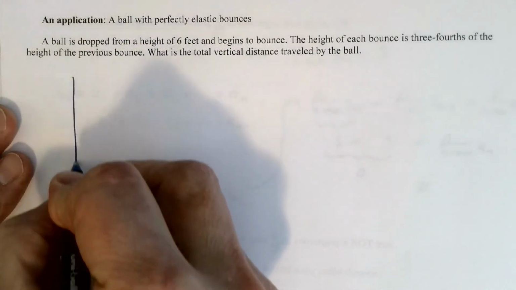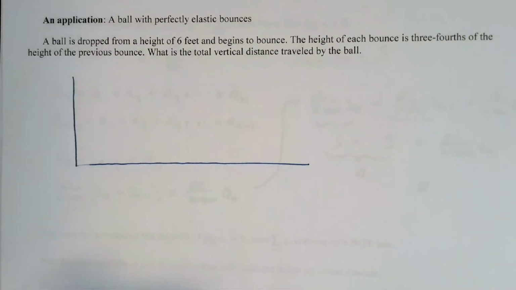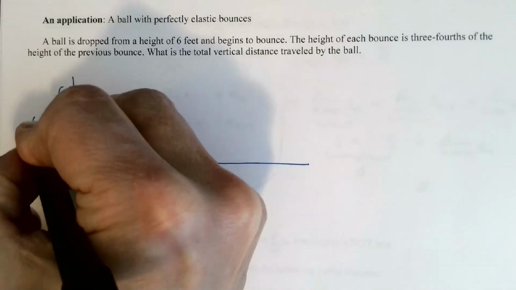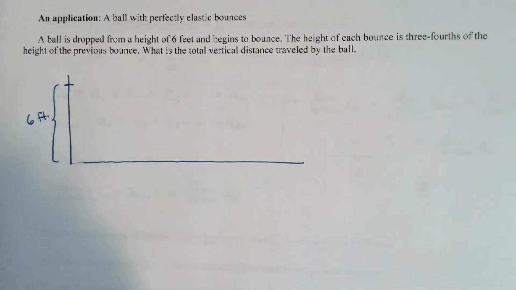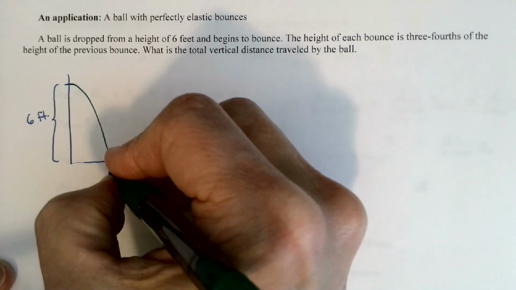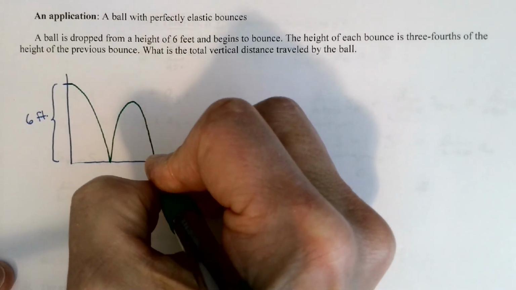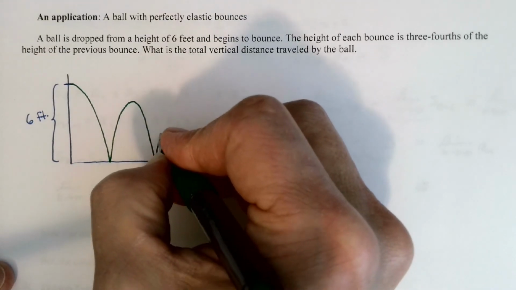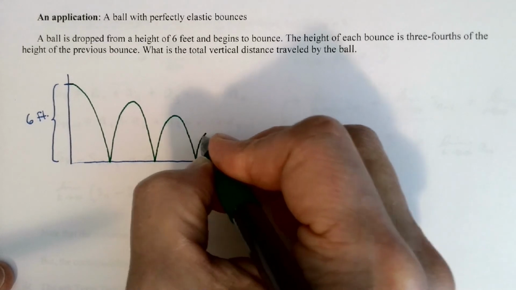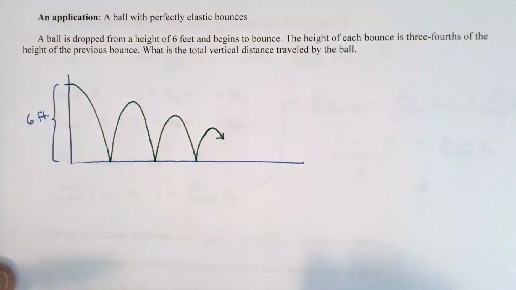So I'm going to draw a little picture of what's maybe happening. Initially we're going to release the ball from a height of 6 feet. So let's let this be 6 feet. I'm going to take that ball and drop it, and it's going to hit the ground. Bing, and it's going to bounce up 3/4 of the original height and then come back down. And then it's going to bounce again 3/4 and come back down. And then it's going to bounce again 3/4 of the previous height and come back down, and so on. That's going to continue forever.